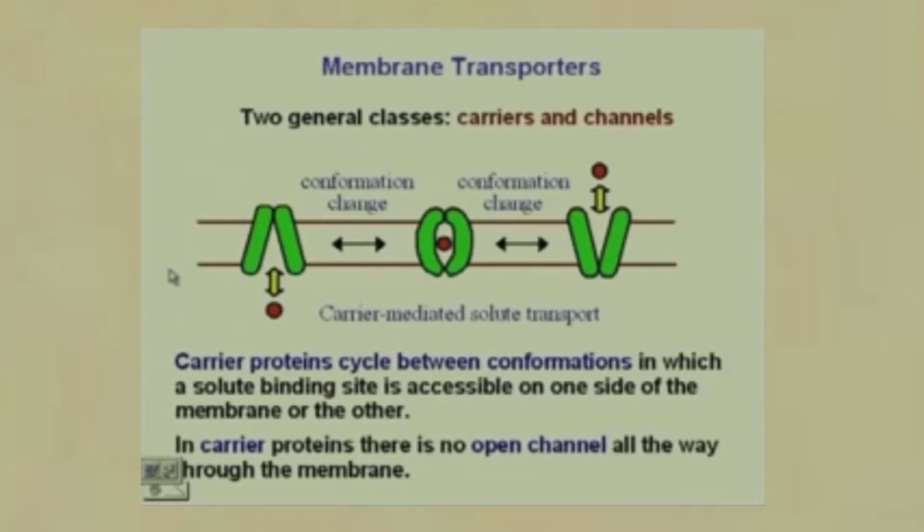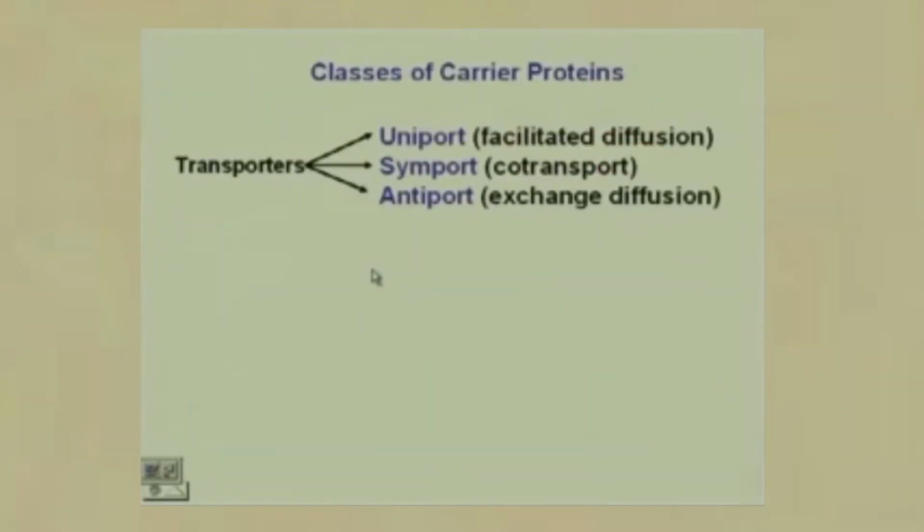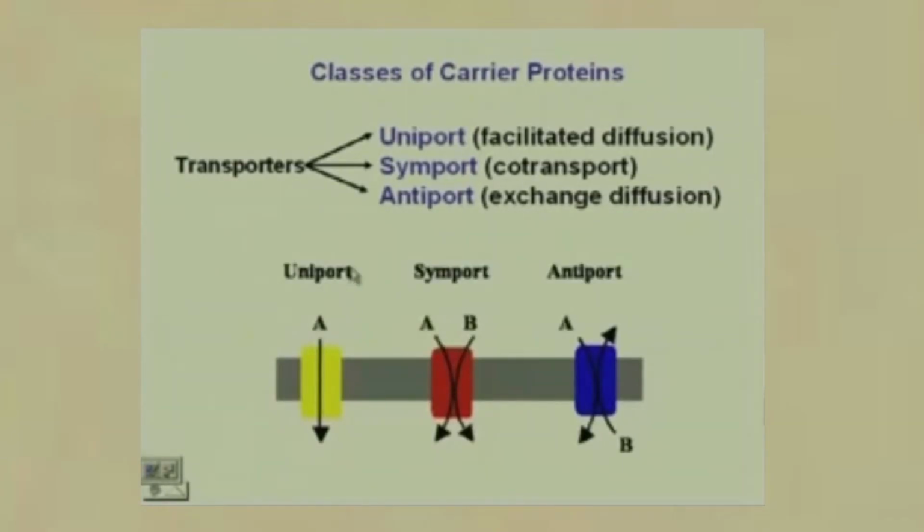Okay. So, this is how a carrier protein would cycle between conformations in which the solute binding would be accessible on one side of the membrane or the other, and there is no open channel all the way through the membrane. Now, these can be of different types. They can be what is called uniport, symport or antiport. Now, what this means is, I can show you the diagram here, it will be easier.